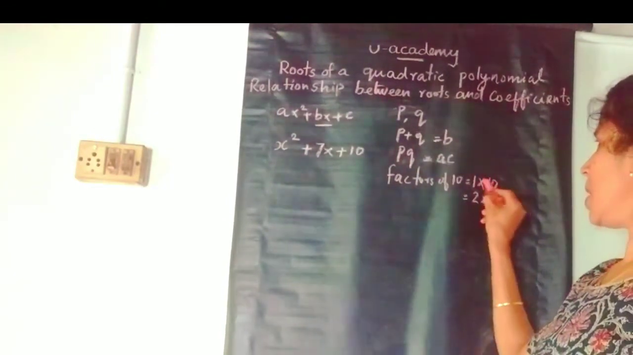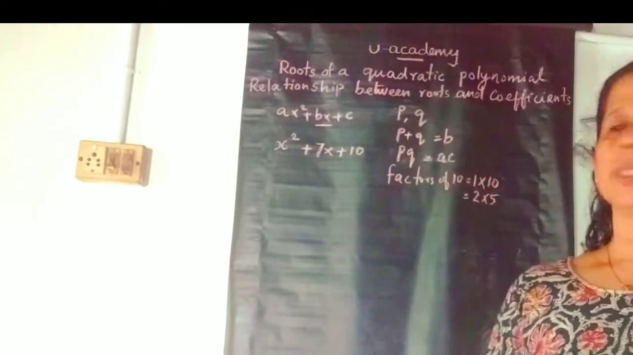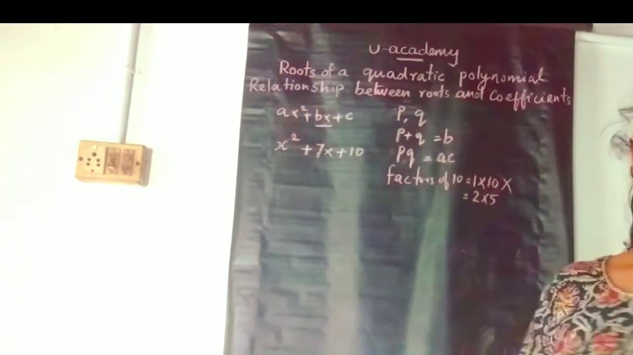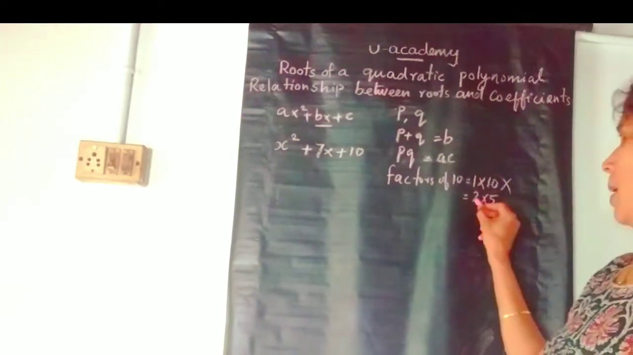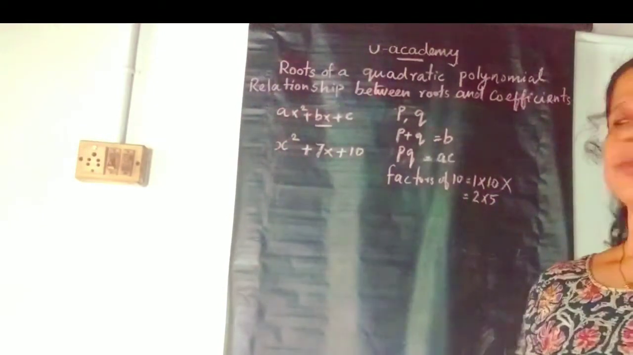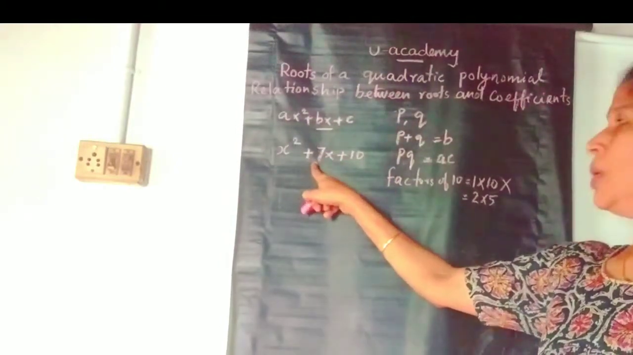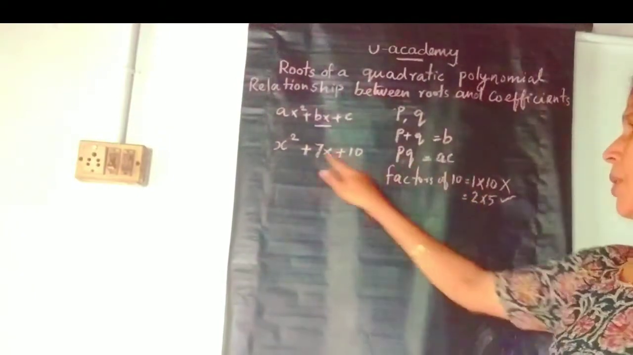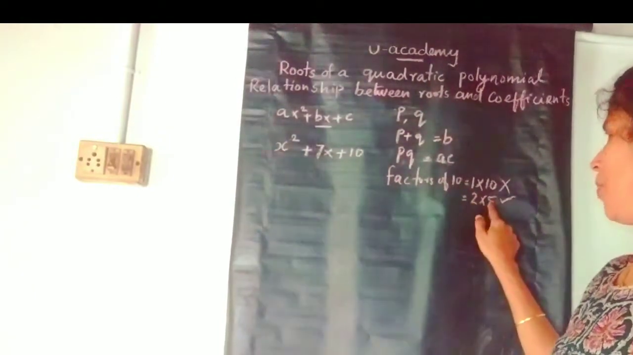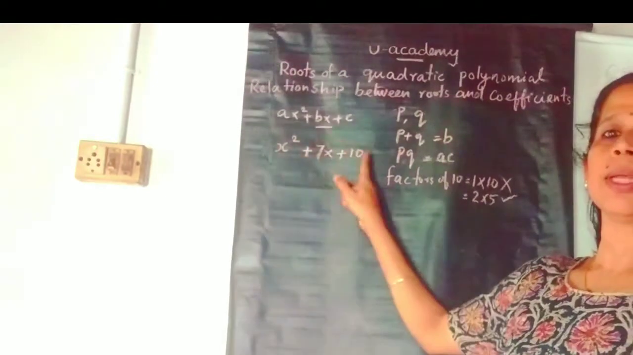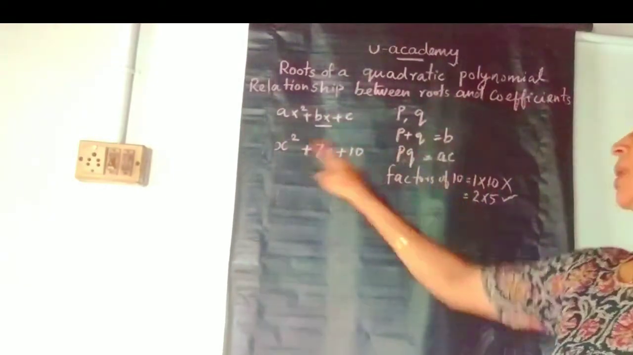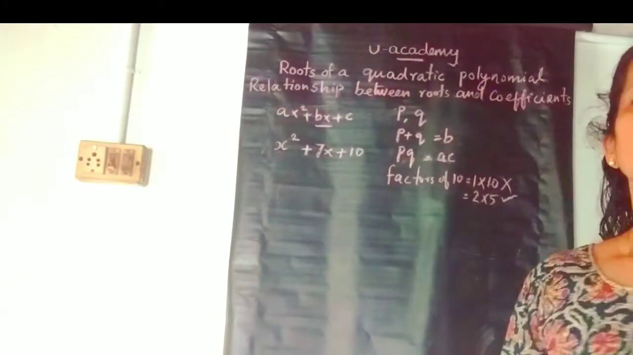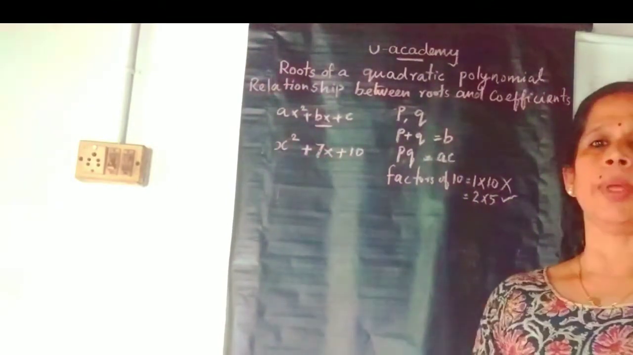So 1 plus 10, and you are adding these two, will you get 7? No. So it is not suitable here. And add these two, 2 plus 5, that is 7. So these two roots will be correct. So 2 plus 5, you get the middle term. 2 into 5, you are getting the coefficient of x square and constant, that is a into c, that you are getting 10. So 2 and 5 are the two factors of this polynomial.